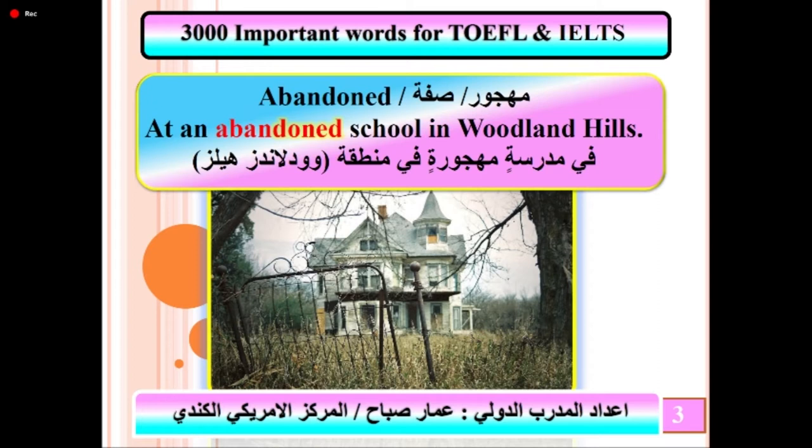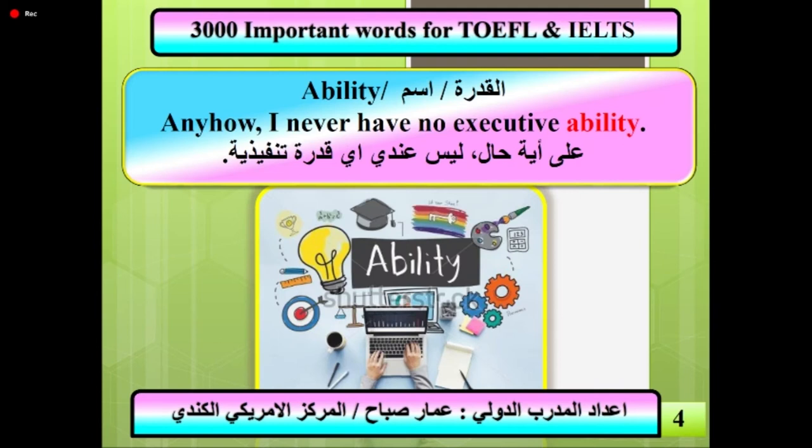The next one we have is ability, it means al-qudra, noun, ism. We have mentioned that we use a noun as a subject or an object. قلنا بأن نستخدم الاسم كفاعل في بداية الجملة أو نستخدمه كمفعول به في وسط الجملة. We have said that before. قلنا هذا الشيء. Okay.